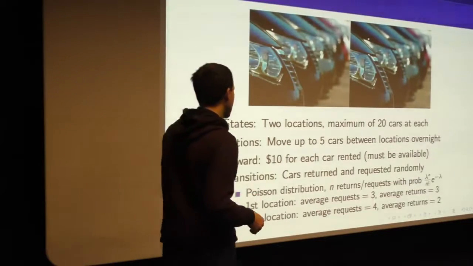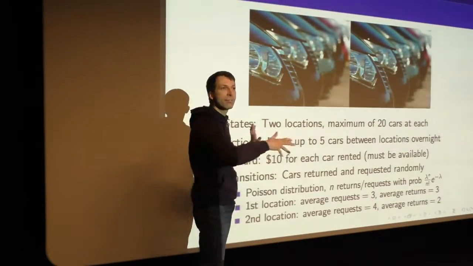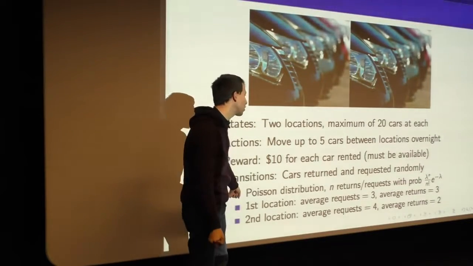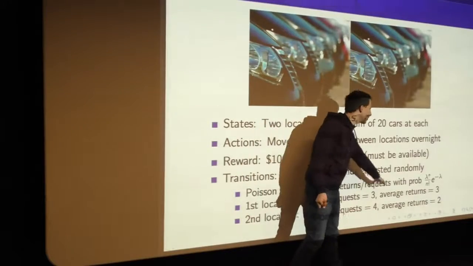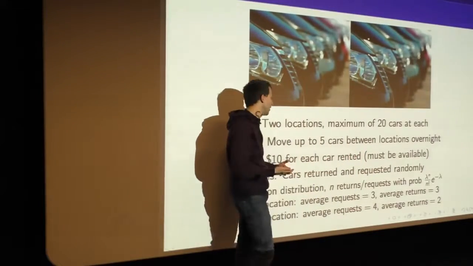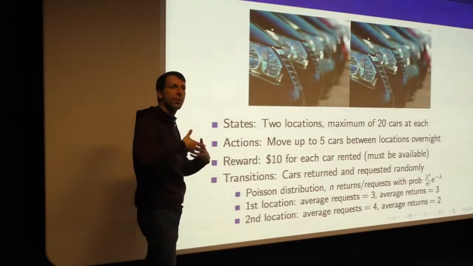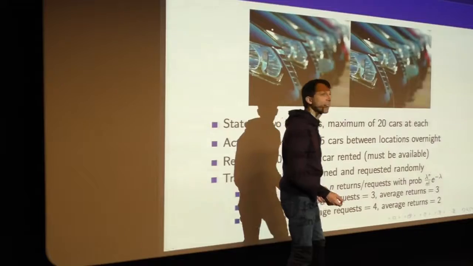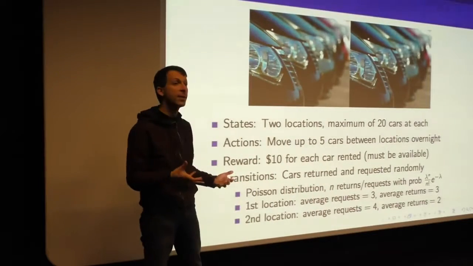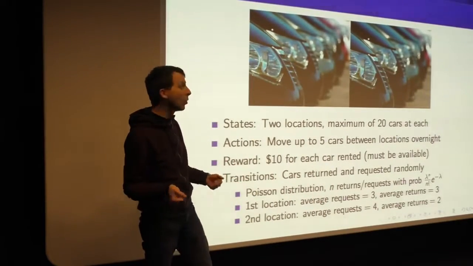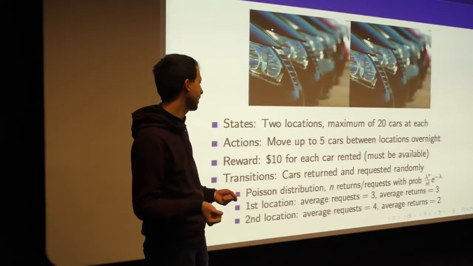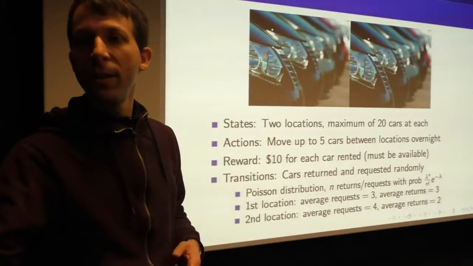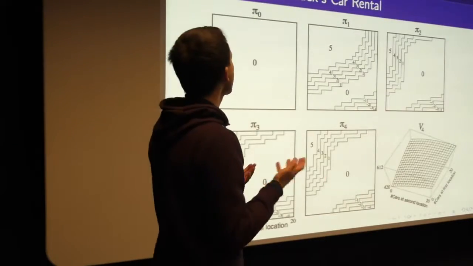I don't want to get into the details of it. There's some Poisson distribution determining this random process in the example. But roughly speaking, one location gets the same number of requests and returns. The return rate is the same as the request rate. It's a random process, but with the same rate. But the other one gets more requests than it does returns. So the second location is typically going to be short of cars if you don't shift things over, because it gets more requests for cars than people are actually returning them.